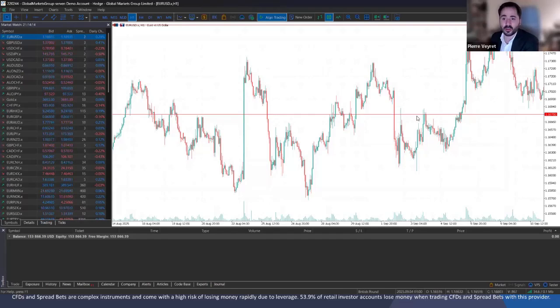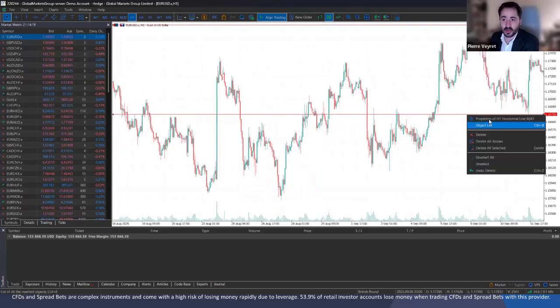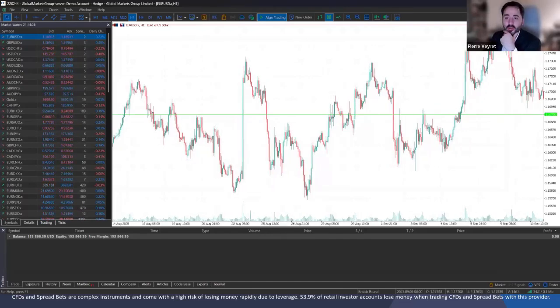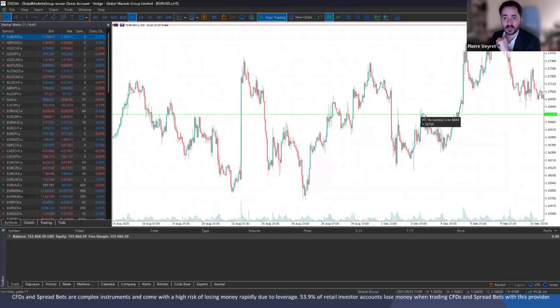So now, this one is a support area. Let me put it in green. So now you may want to know, once we're here, where the market can bounce back, because you're in a bullish trend, right? You've got higher highs and higher lows. The first support that you have is this one.